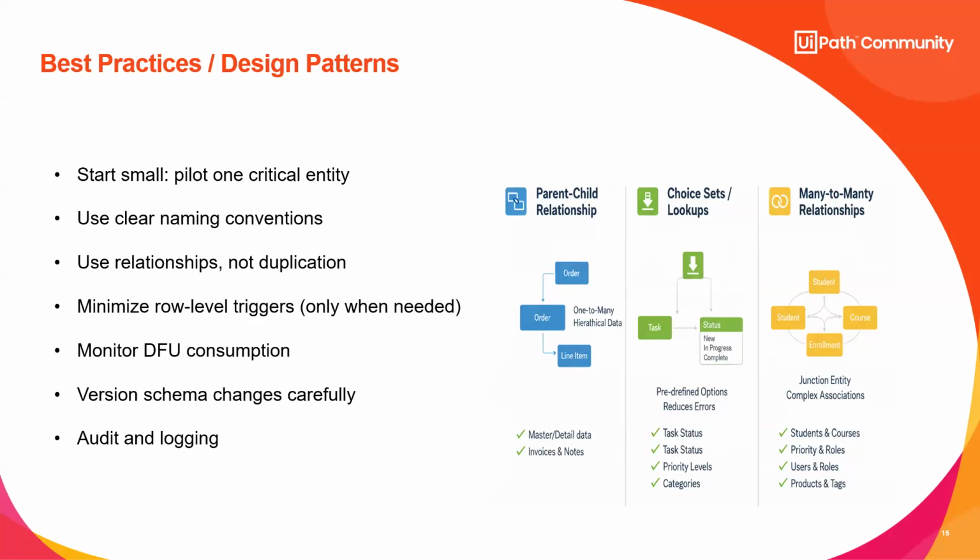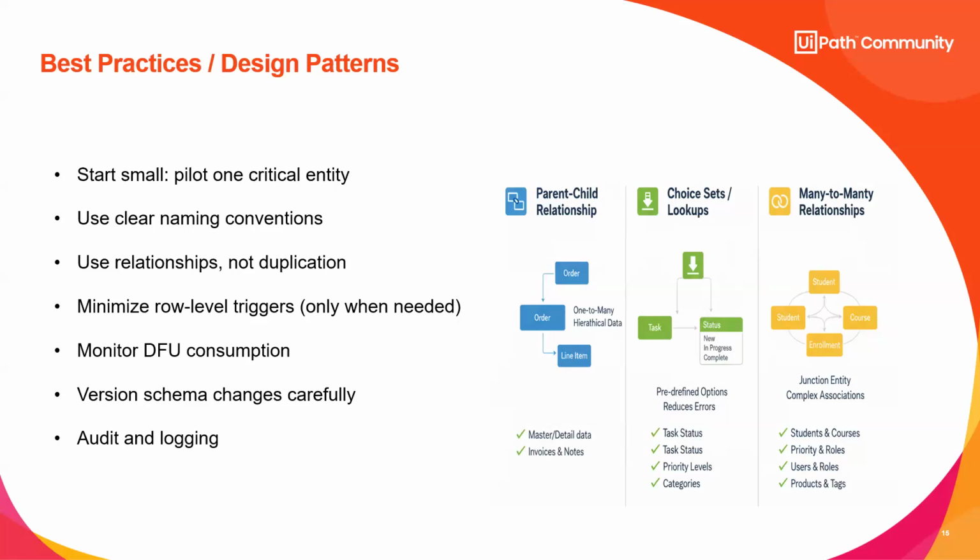Then use triggers wisely. Triggers are powerful, but they consume DFU, so they can impact performance. Use them only for critical events like status change or onboarding completion, something like that. Then monitor DFU usage. Check which automations are consuming the most units and optimize them. Then version your schema carefully. If you add fields or change relationships, make sure you test thoroughly. You don't want to break existing workflows.